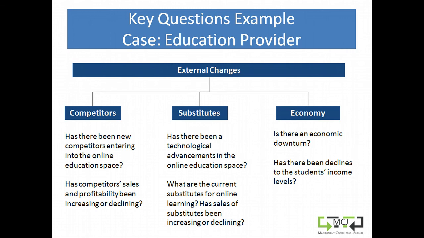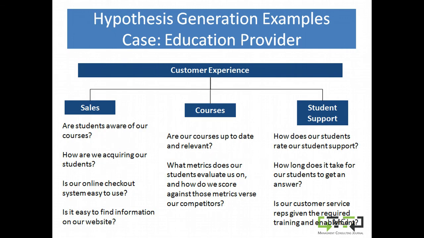And for our second branch of analysis, we have customer experience. And under that are three different sections as well. Under sales, I have, are students aware of our course? So is our marketing and sales department even doing their job of reaching these students? How are we currently acquiring our students, and are we successful in our efforts? Is our online checkout system easy to use? Is it easy to find information on our website? Courses. Are our courses up to date and relevant? What metrics does our student evaluate us on, and how do we score on those metrics versus our competitors?